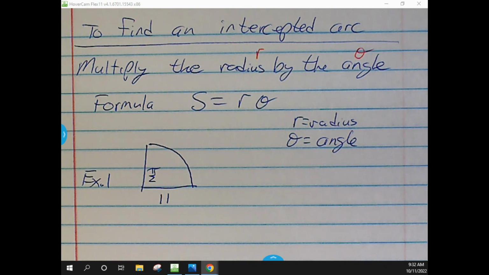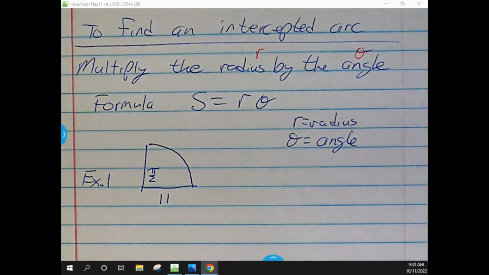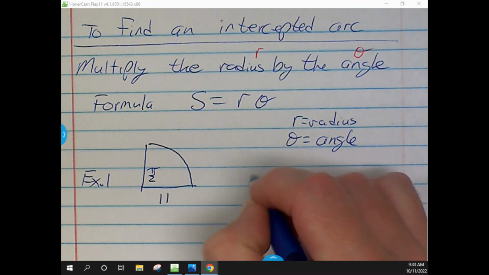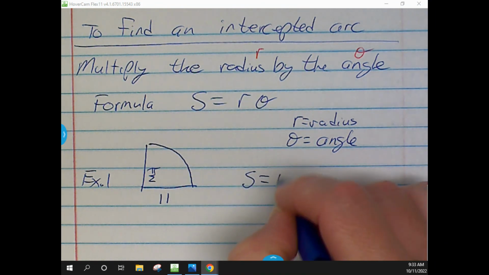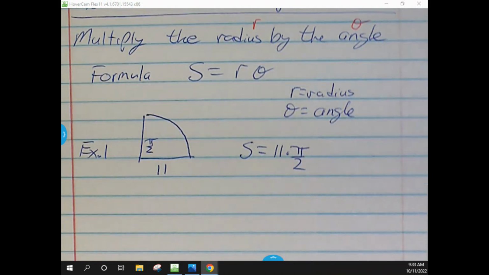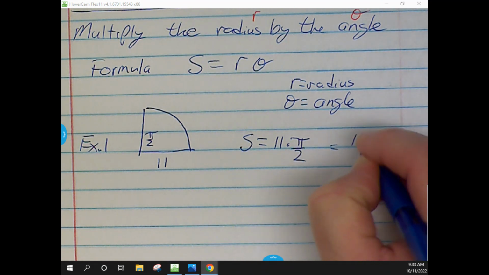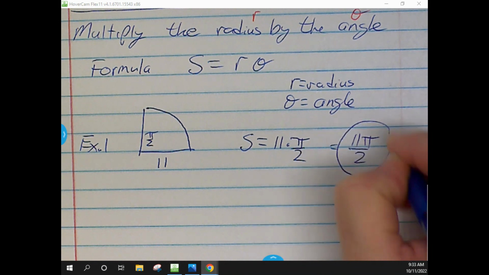Okay, so they're going to give you an arc, a chunk of the circle, and they're going to ask you, find the intercepted arc. And for this one, your radius right here is 11. The angle is what they're going to give to you, should be on the inside of it. So all you have to do is just take those two numbers and just multiply them together. So it's 11 times pi over 2, which is just going to be 11 pi over 2.